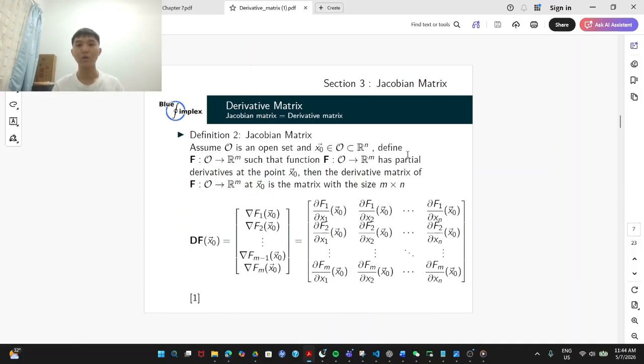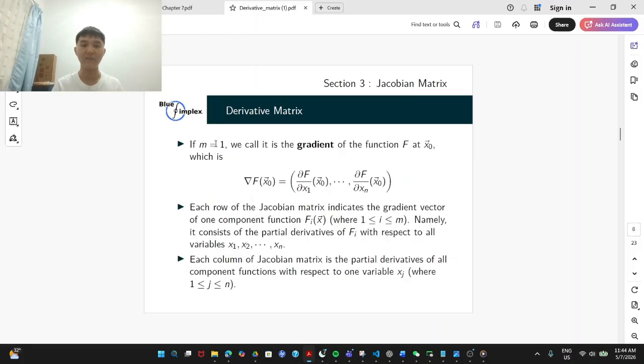Now we are going to talk about the most important part, the derivative matrix, which we can call the Jacobian matrix. Assume an open set O and a vector x naught in O. Define a function f such that f has partial derivatives at the point x naught. Then the derivative matrix of f at x naught is the matrix of size m times n. This is the derivative matrix type. What does the symbol lambda mean? If m equals 1, we call it the gradient of the function f at x naught, which is this one.